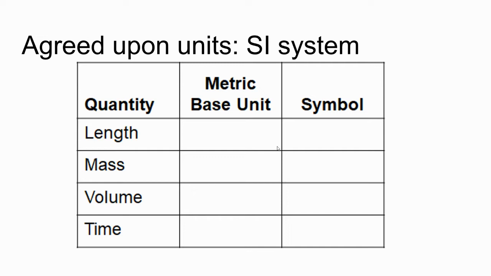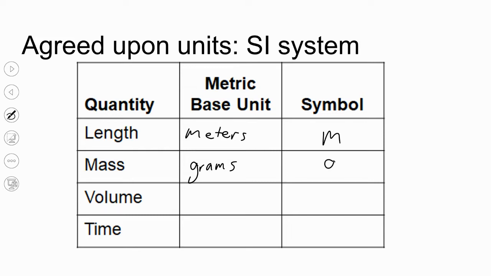We use the SI system in science, which is we just agree upon the unit, and the whole world uses the same units. So what would we use for length? What is the SI unit for length? Yep, good, meters. And what's our symbol? Good. What would we weigh? If we're trying to find the mass of something, what would we use? Good, grams. Very good. And our symbol is g.